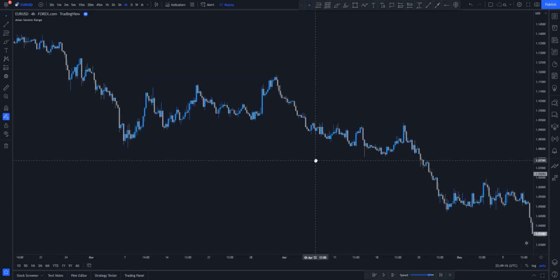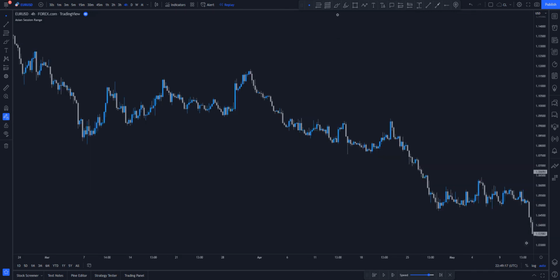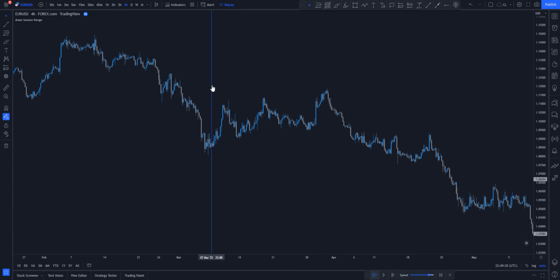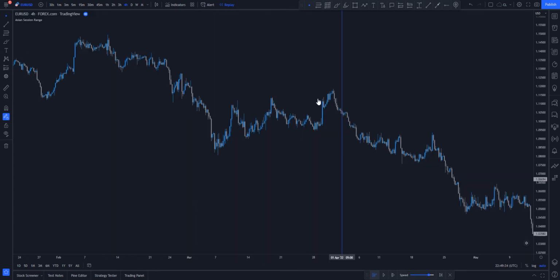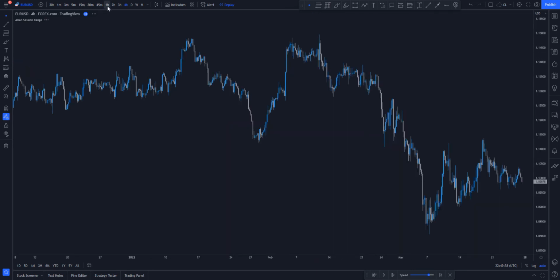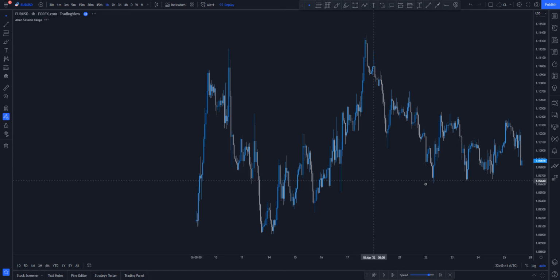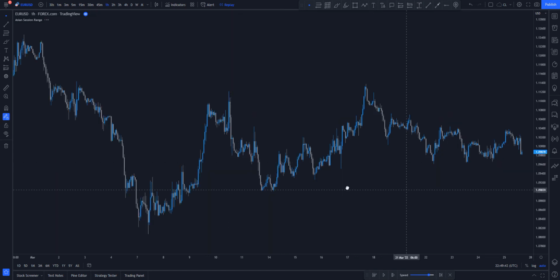Okay, so let's break this down. Where do I pick this from? There are a whole lot of areas that I can pick from. Let me just pick from here, right? This is very simple. So let's move to the 1 hour time frame so that you can see this clearly.